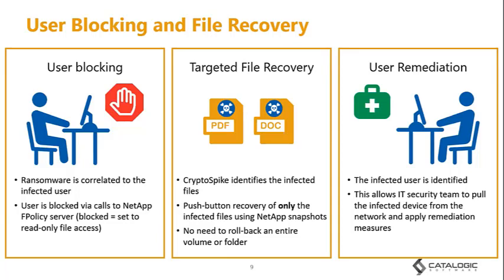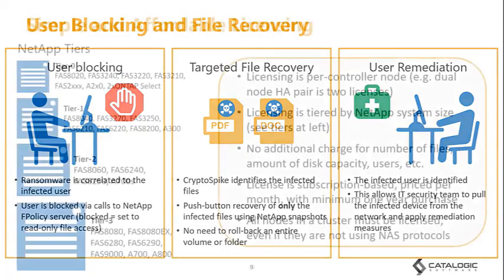Now, in a traditional NetApp environment, you would have to recover the entire volume to get back to a good known state. With CryptoSpike, we're just taking those infected files and rolling those back using snapshot technology. And that's what we'll show you as we go through the demo. So very quickly, we can identify the user that's infected, we can stop the spread, we can pull them out of the network, and we can recover that data quickly and easily back to a good known state.